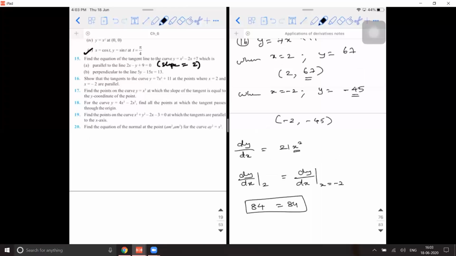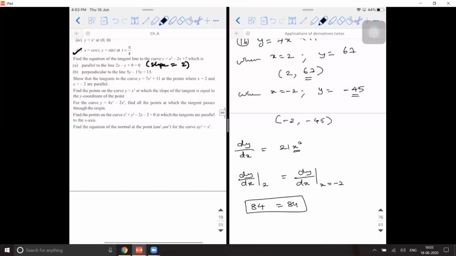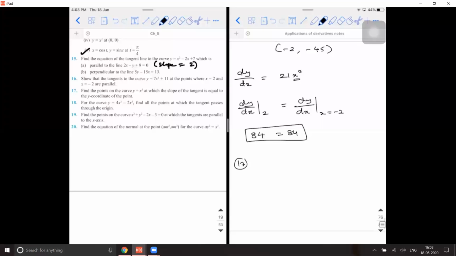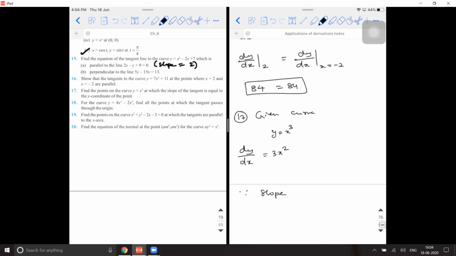Okay. Next is: find the points on the curve y is equal to x cube at which the slope of the tangent is equal to the y coordinate. So the 17th: the given curve is y is equal to x cube. You need to find the points at which the slope of the tangent is equal to the y coordinate. So what is the slope of the tangent? dy by dx is equal to 3x square. But what are they saying? Since slope is equal to y coordinate, 3x square will be equal to y.